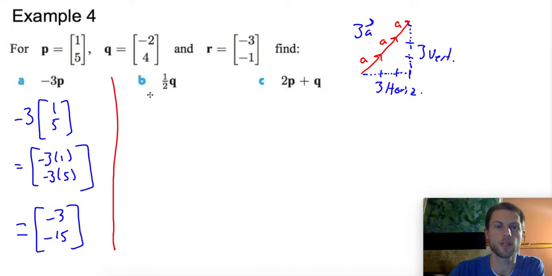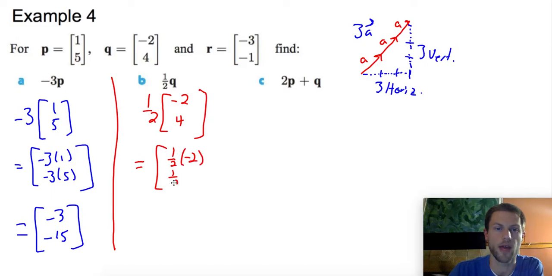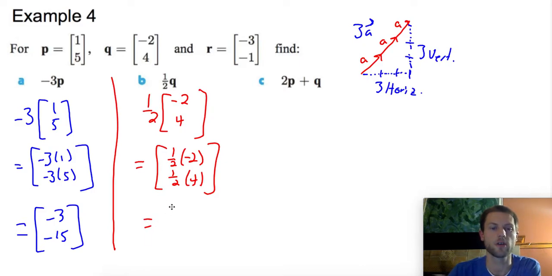For this next one, I want to take 1/2 of vector q. Vector q is negative 2, 4. So I'm going to do the same thing here. This is going to be 1/2 times negative 2, and then 1/2 times 4. So the resultant vector here is going to be negative 1 and 2.